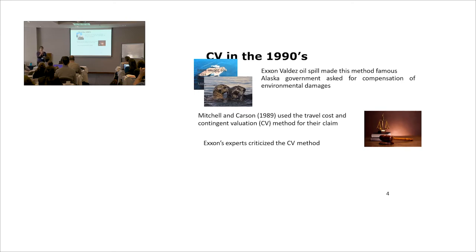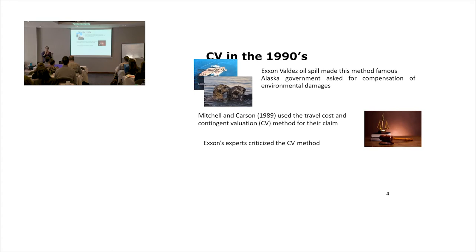Alaska was not happy about this, so they decided to, first of all, have lawyers, and the lawyers decided to have economists to make sure that the compensation covered use and non-use value of the environment, the first point that we made at the beginning of this course. So they appointed two economists. At that time, they were not very famous. Now they're very famous, Mitchell and Carson.